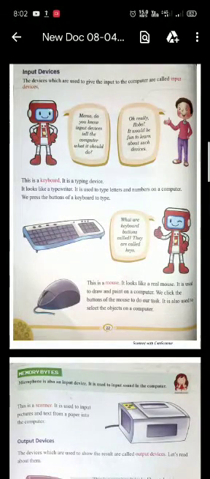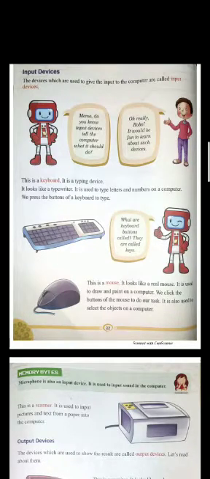Yes, so now we know about CPU. The full name of CPU is Central Processing Unit. CPU is also known as the brain of the computer, and it is the only processing device of the computer. Okay, this is clear. Now we will talk about input devices.